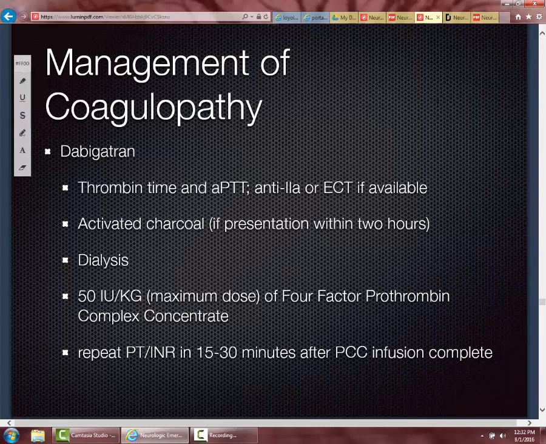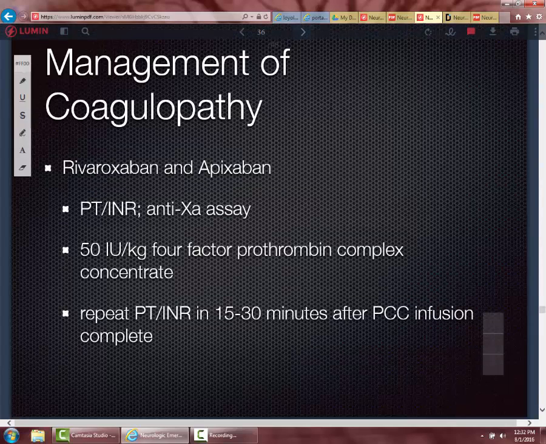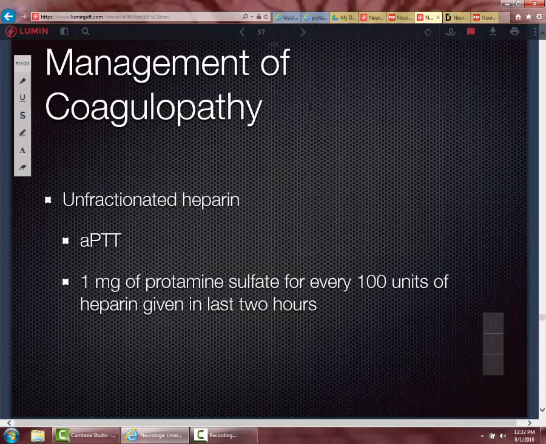If they ingested within 2 hours, you can give them activated charcoal. Case Western has done dialysis a couple of times for these patients. I think it's extremely impractical unless they already have access. But right now, the Neurocritical Care Society recommends the maximum dose of 4-factor PCC for all these patients. Same thing with the factor Xa inhibitors: the maximum dose of PCC until there's another antibody that's readily available.